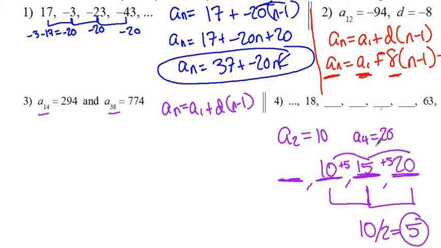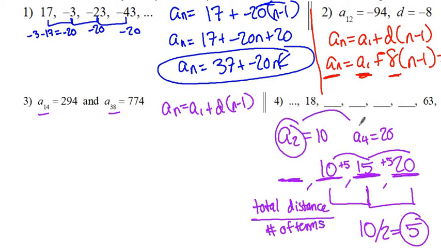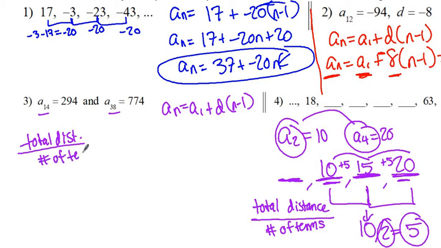So basically what we did here is we took our total distance that we traveled, and we divide it by the number of terms that we traveled. So in this case, we went from the second to the fourth term. That was a distance of 2. That's where that 2 comes from. And our distance traveled 10 came from going from 10 to 20. Let's apply that same reasoning right here. So total distance, dist is just going to be abbreviation for distance, over number of terms. This is going to give us our common difference.